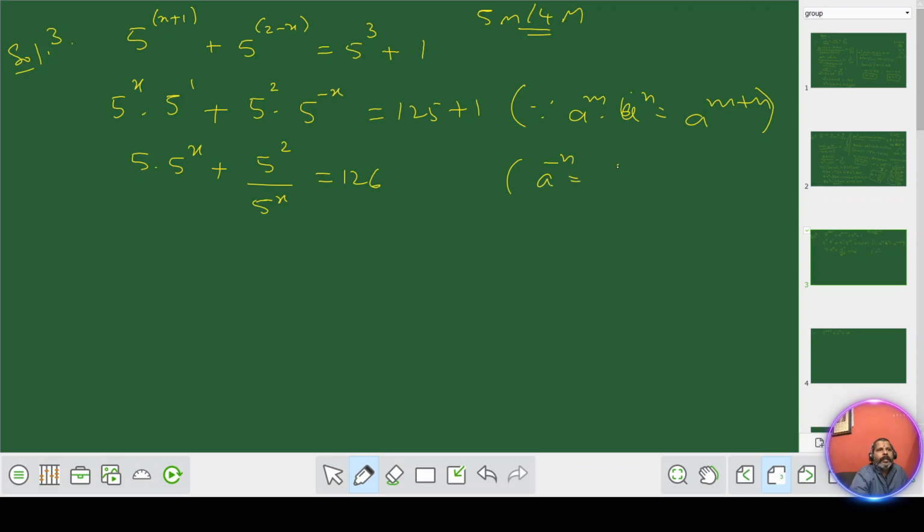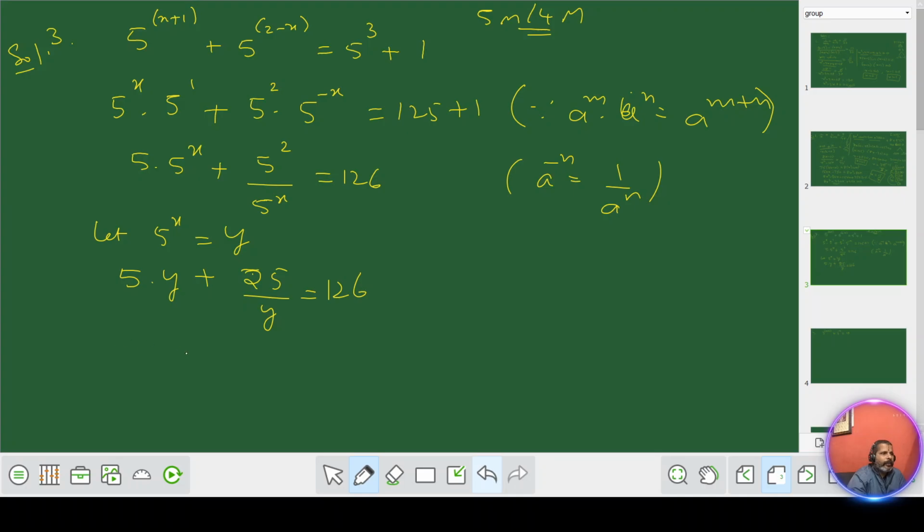Because a to the power minus n is 1 by a to the power n, right? Now, carefully, if you observe here, in the first two terms, 5 to the power x is there. But anyway, one is in the numerator, one is in the denominator. Let 5 to the power x is equal to y. This we have to assign. Now the term becomes 5 into y plus 5 square, which is 25, by y equal to 126.